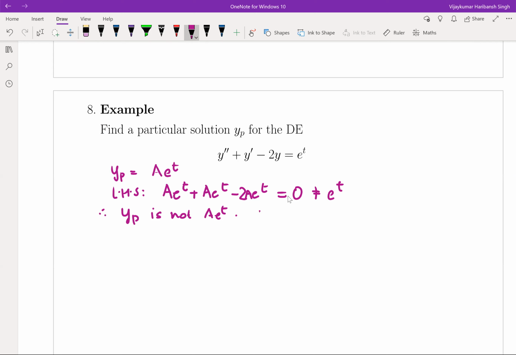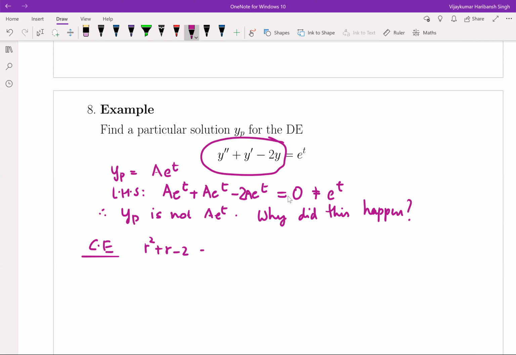So the question is, why did this happen? Let's look at the homogeneous part. What is the characteristic equation for this? The characteristic equation is r squared plus r minus 2 equals 0, which gives r minus 1 times r plus 2 equals 0. So this means r equals 1 or r equals minus 2. So e to the power t and e to the power minus 2t are solutions to the homogeneous part.